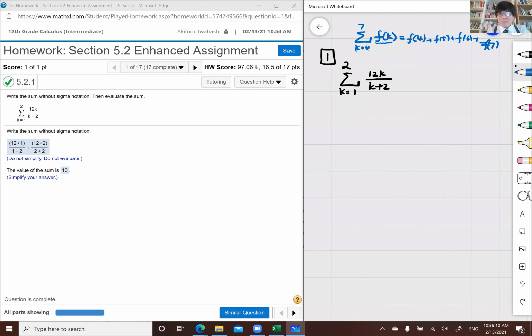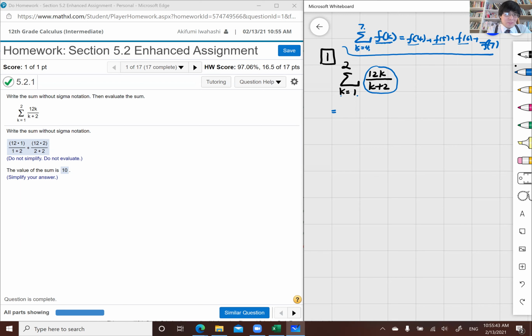Okay, so this means you are going to take a sum of the y value for the function between k is equal to 4 and 7. So f of 4 plus f of 5 plus f of 6 plus f of 7. Okay, so that's how the sigma works. So in this case, you are going to evaluate this function value when k is equal to 1 and when k is equal to 2.